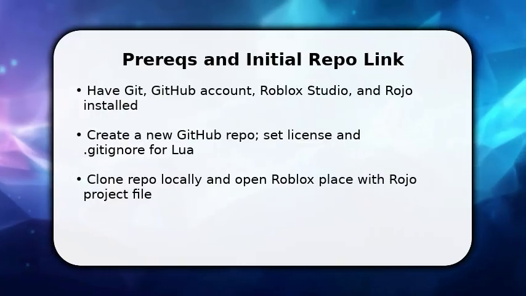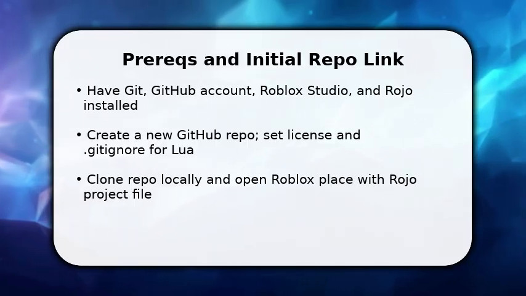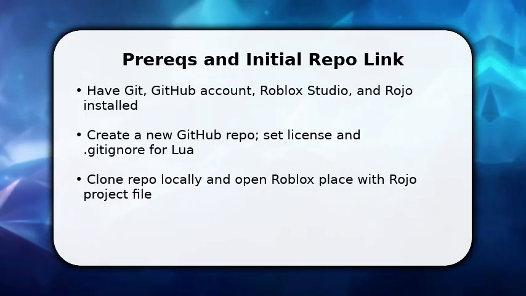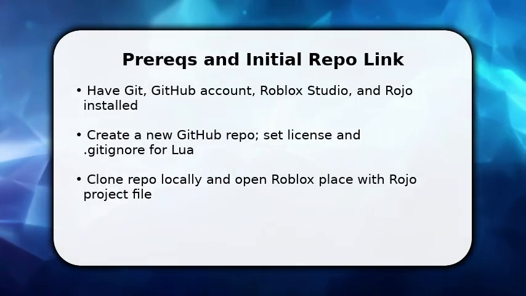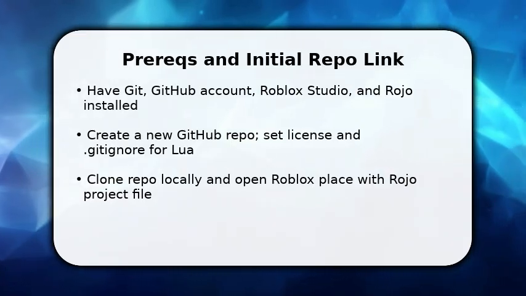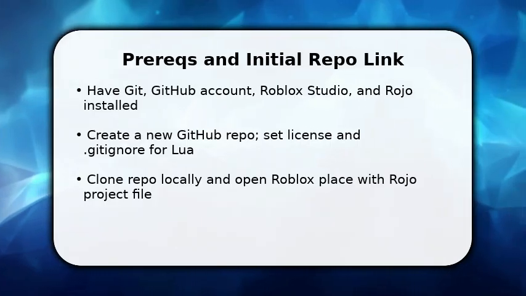You have the essentials: Git, GitHub, Roblox Studio, and Rojo. First, create a GitHub repo and clone it to your machine so you can work locally. Once cloned, initialize your Rojo project file and map your workspace/server script service paths. Make sure Roblox Studio is pointed at the Rojo output directory.